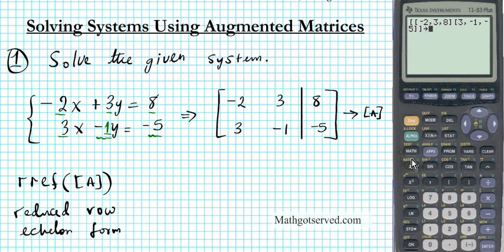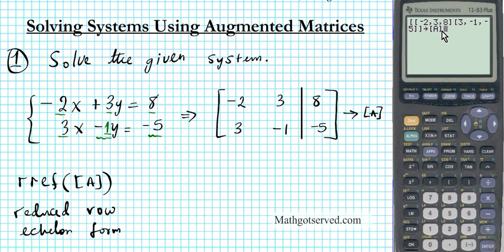To access it, since it's yellow, I'm going to use the second function. Second function, x to the -1, takes me to the matrix list. And I'm going to pick, let's say, matrix A. You can name the matrix whatever name you want, okay? A, B, C, whatever. I'm going to use A. So since 1 is highlighted, I press enter.